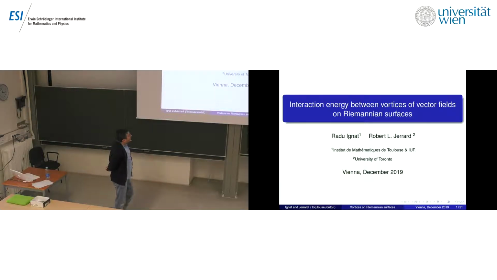vortices. In general, I will consider several models, but you should consider that these are vector fields on a Riemannian manifold of dimension 2. A vector field here, in the sense of geometry, is a tangent vector field. So when I say vector field, it means that the vector is tangent to the surface.